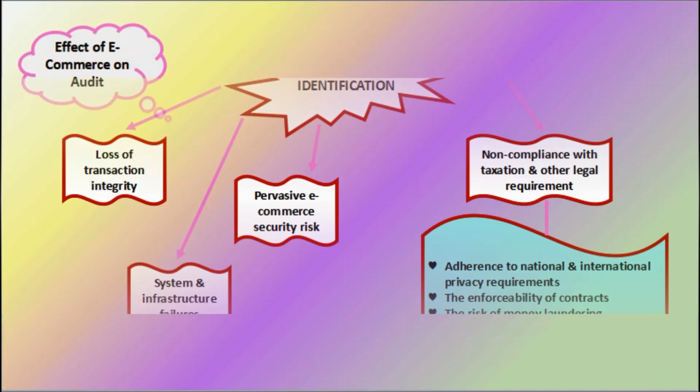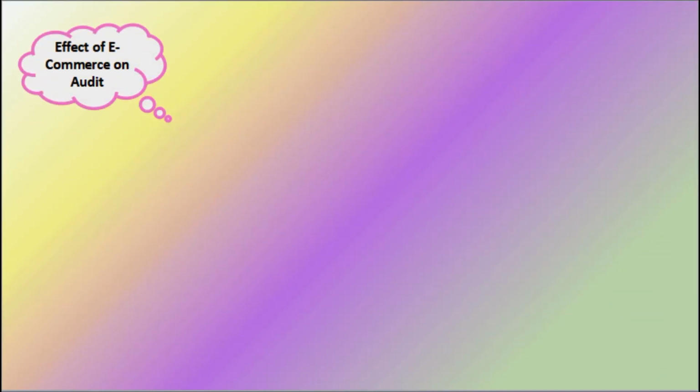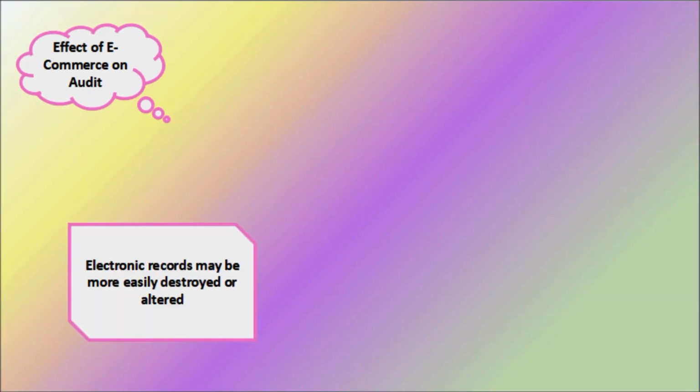Okay, let's move on to the last part, which is the effect of electronic commerce records on audit evidence. First, there may not be any proper records for e-commerce transactions, and electronic records may be more easily destroyed or altered than paper records without leaving evidence of such destruction or alteration.